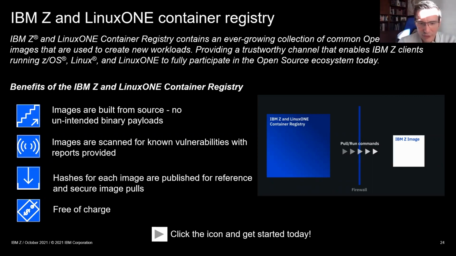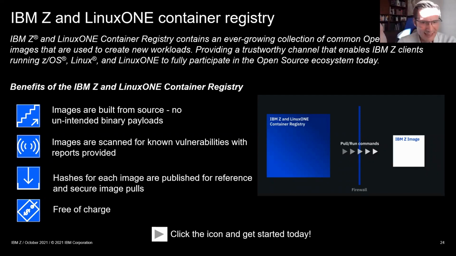And so what IBM has done, and you can click on this icon here to get started today, is we provided something called the IBM Z and LinuxONE Container Registry. This registry has images that were built by IBM and scanned for known vulnerabilities by IBM, and IBM provides a hash for each image, so you can have secure pulls from that image to your ZCX. And the best thing of all, it doesn't cost anything. And they take suggestions for other common packages that may not be out there right now.